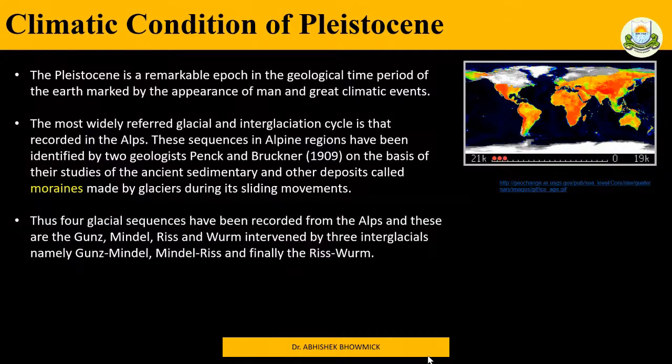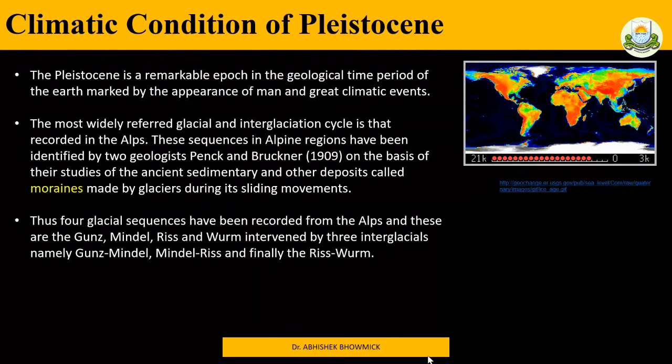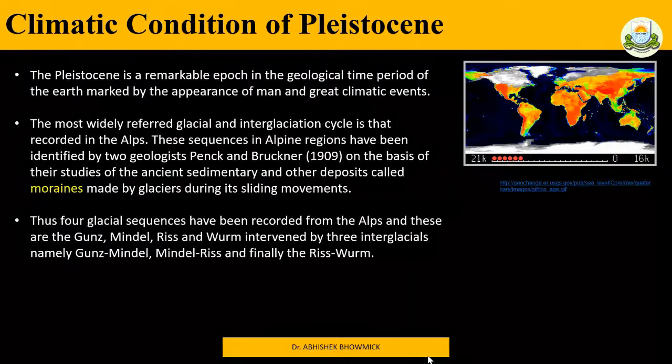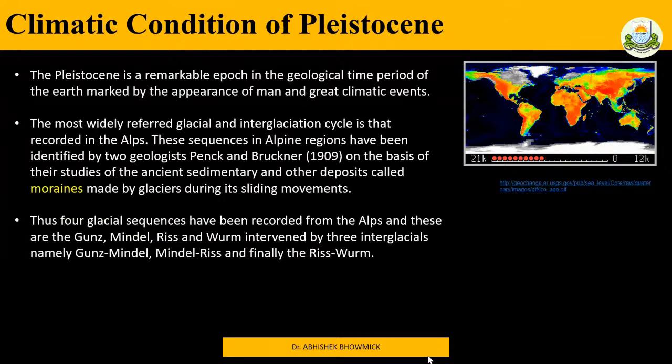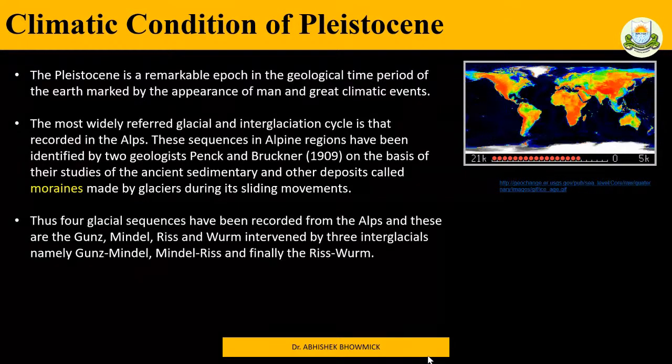The most widely referred glacial and interglacial cycle is that recorded in the Alps mountains. These sequences in the alpine region were identified by two geologists, Penck and Brückner, in 1909 on the basis of their studies of ancient sedimentary and other deposits called moraines, made by the glaciers during their sliding movement. We are going to understand moraines in a very detailed manner in the next session where sediments are covered.